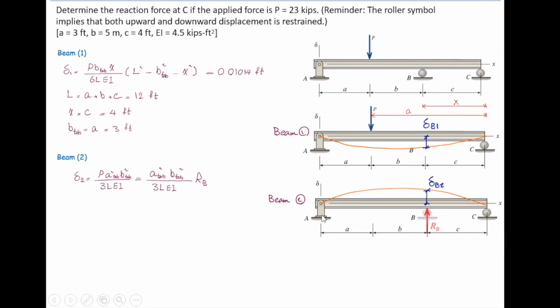We have P, which is unknown, is R sub B. All other parameters could be calculated. So I will write it as a coefficient K multiplied by reaction force. And K is simply A squared B squared divided by 3LEI. All right? Now let's calculate that K coefficient factor. A, in this case, is going to be the distance from the left side, A plus B, which is 8 feet. And B in the table would be the distance of the force to the right side, which is C, which is 4 feet. Now we are going to plug in the values, and K would be equal to 0.00045.